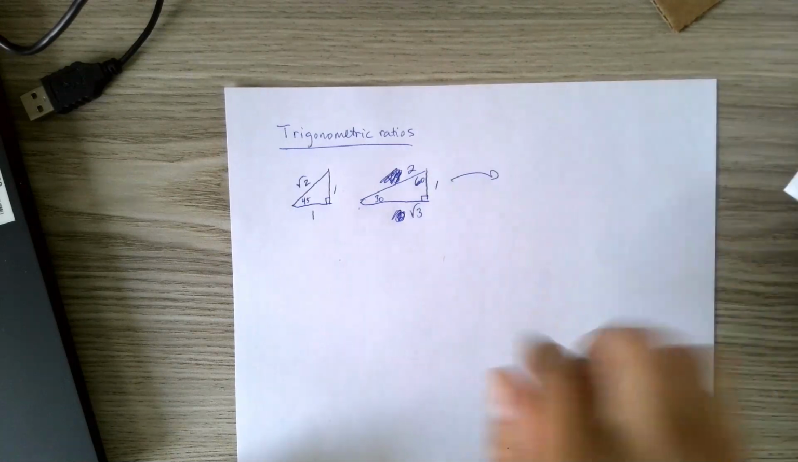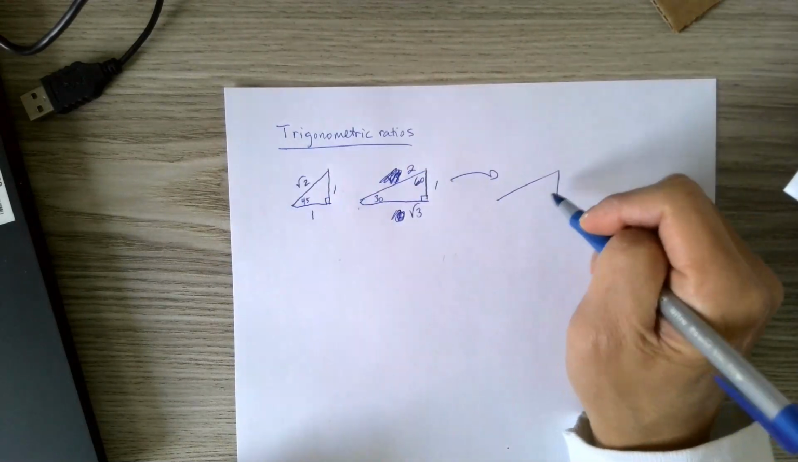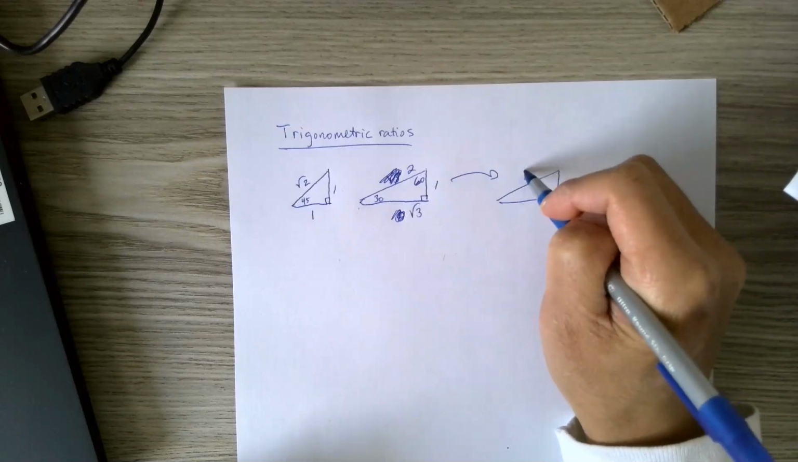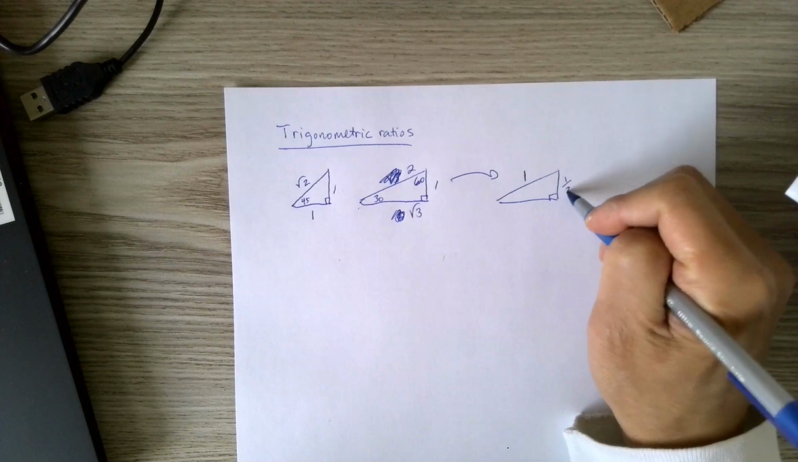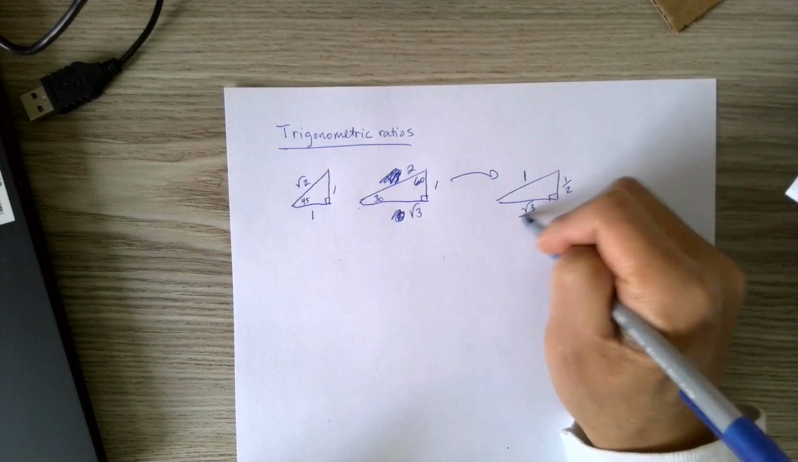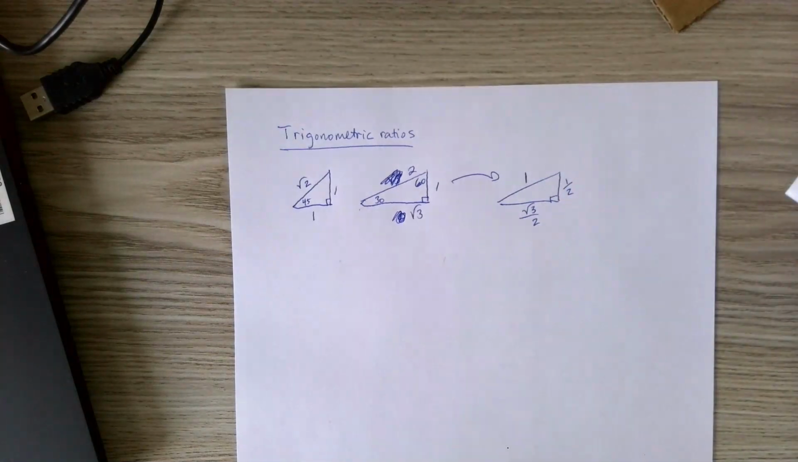Some people prefer to remember in the 30, 60, 90, they prefer having the hypotenuse be their 1, which would make the short side 1/2 and make this side rad 3/2. But in the end, it doesn't really matter.